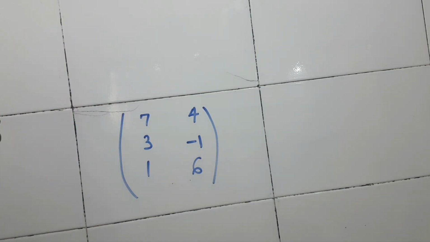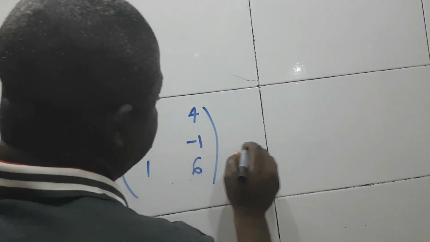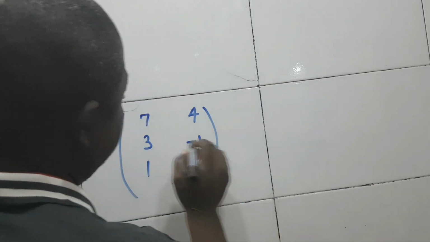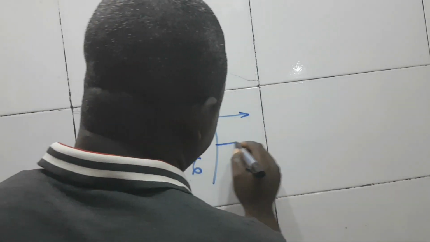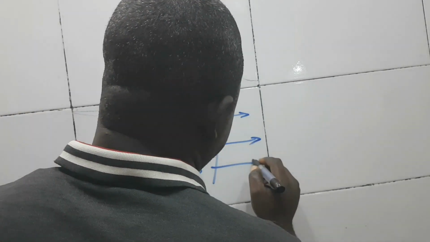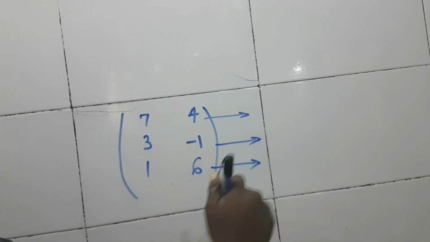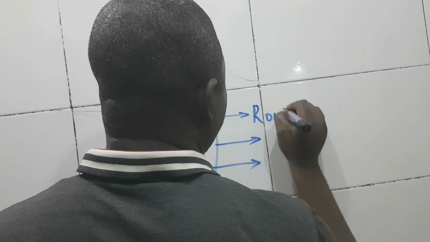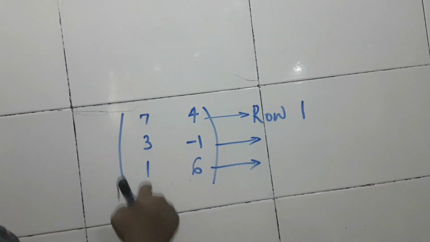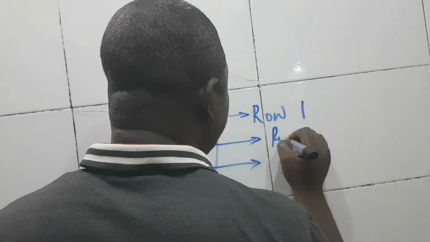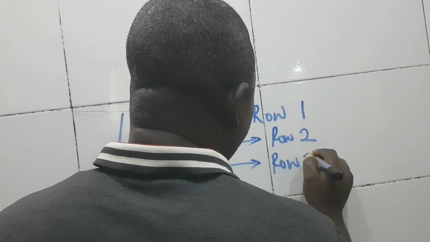Number 1, science students, follow also. When you have horizontal figures like this, this is horizontal. This is horizontal. This is also horizontal. So the horizontal is regarded as your row. Like this one now, this is the first horizontal. I call it row 1. The second horizontal, I call it row 2. The third horizontal, I call it row 3.